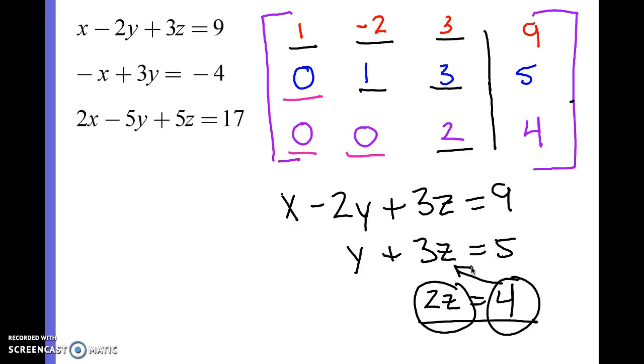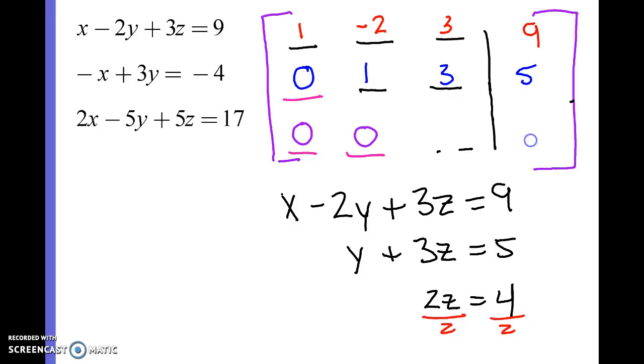So I basically need to change this bottom part and fix it so that it's just z, which is pretty easy. All I do is divide by 2, divide by 2. So what I really have, and I'm going to make that change to my matrix, is z equals, so 2z over 2 is just z, so that's 1, and then 4 over 2 is just 2. So now I have a completed matrix.